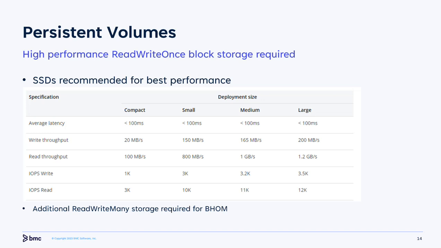It's only, I think, BHOM monitor that requires read write many. The difference is that read write once is dedicated to one particular pod, so only one pod at a time can access it. Read write many allows several pods to concurrently access it, and there's a requirement, I think, in the smart graph component of BHOM which requires that. But we give you the performance numbers in terms of latency and throughput that you need to be able to do a deployment.